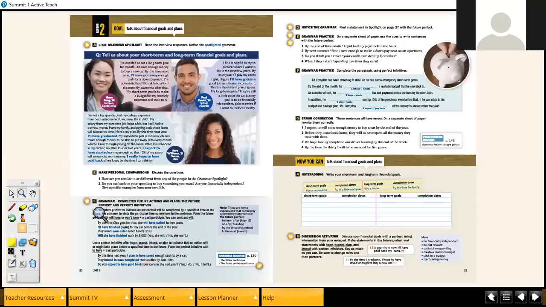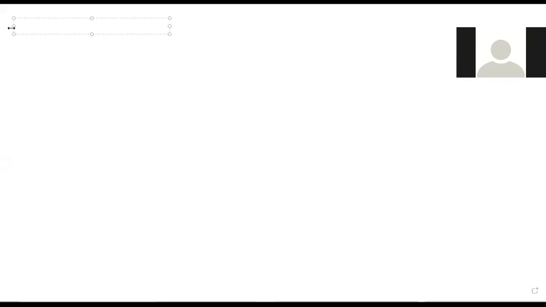Okay, now the grammar. Like I told you, we are going to practice the future perfect. Now, the future perfect is an expression or a structure we use to express something that will have happened by a specific time in the future. The structure is very similar to all the perfect structures. The only difference is that we use will for all the subjects. Will have.